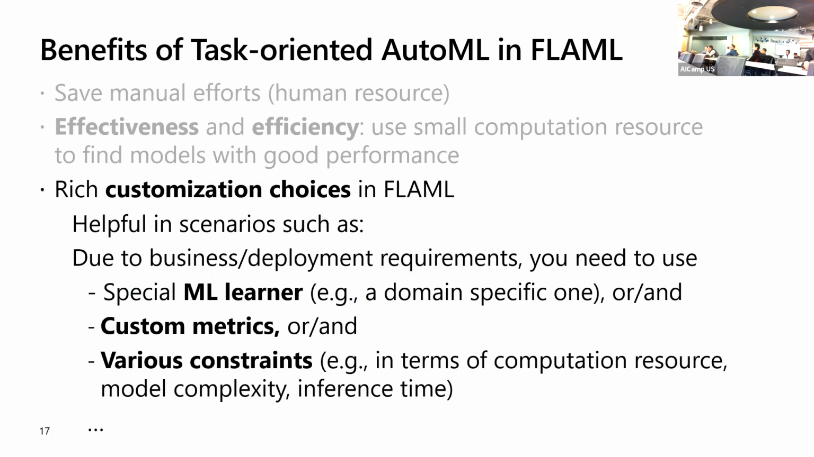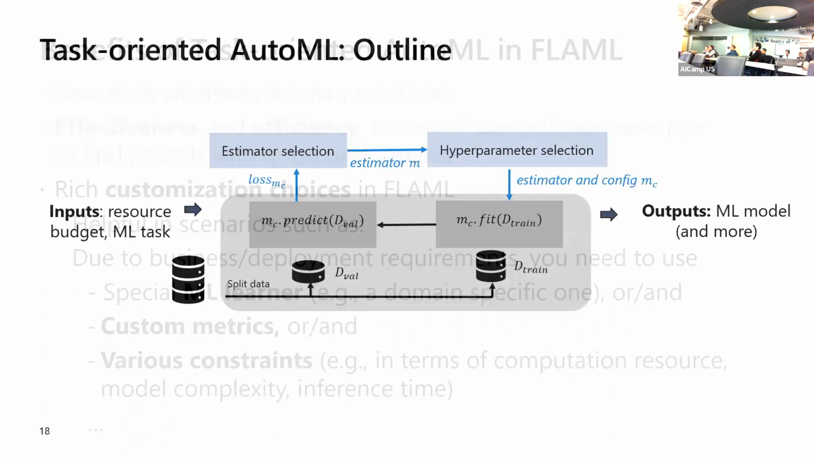That is another notable advantage of FLAML, because allowing easy and rich customization is helpful in scenarios where, due to business or deployment constraints, practitioners need to use a special machine learner, custom metrics, or certain constraints. FLAML is able to support these needs while maintaining performance advantage.